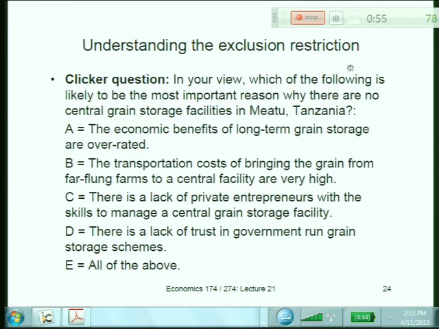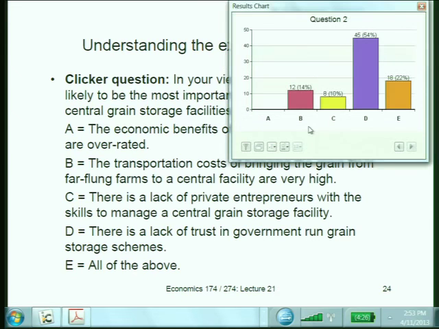Okay, so there's a sort of clear winner here in terms of what people have answered. No one thinks the benefits are overrated. I guess we made the case those are important. A fair number of people think transportation costs are important, or there may be a lack of entrepreneurs, and those are certainly issues that came up in some discussions, but the really important one that came up, and I kind of anticipated this by talking about corruption and whatnot, is lack of trust in the government. But pretty much all of these came up.